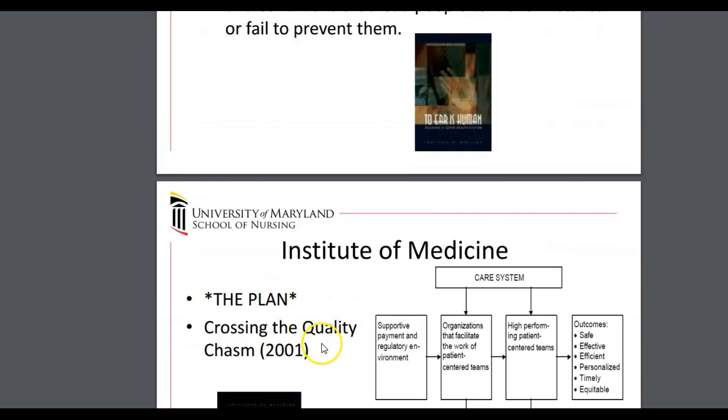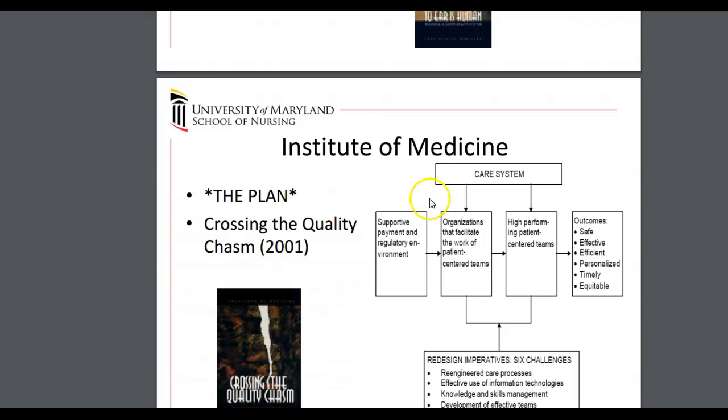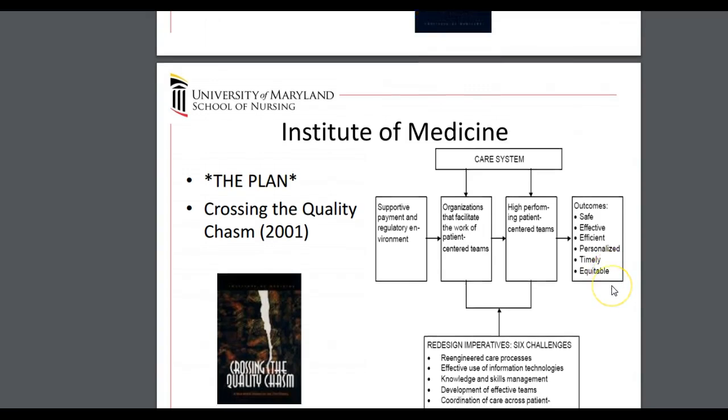So the Institute of Medicine talked about the care system. Okay, so Crossing the Quality Chasm. So we have support, payment, and regulatory environment. So we talk about CMS, organizations that facilitate the work of patient care-centered teams, high-performing patient-centered teams, and we look at these outcomes. They're safe, effective, efficient, personalized, timely, and equitable.